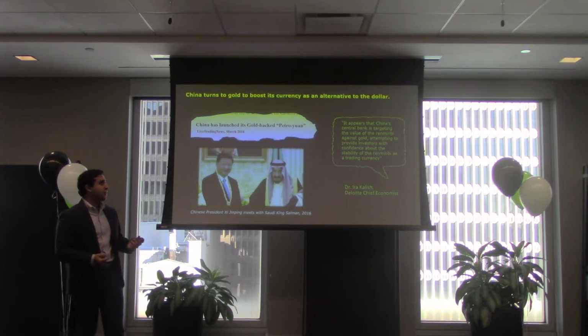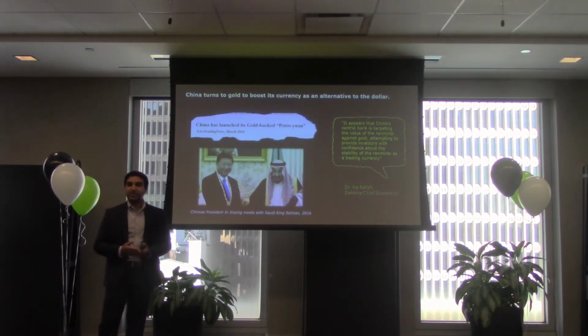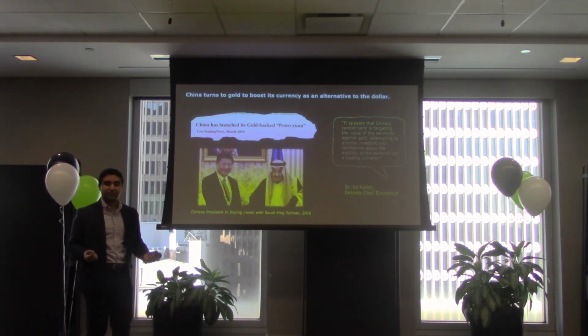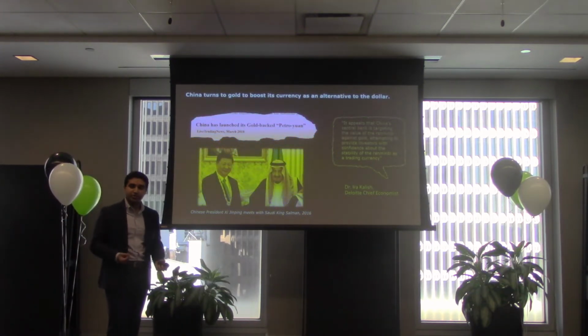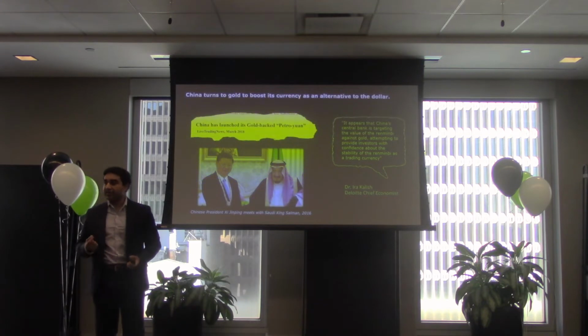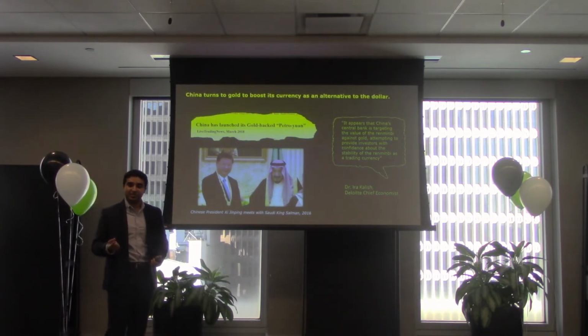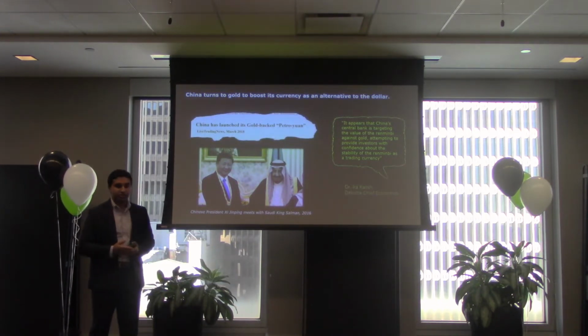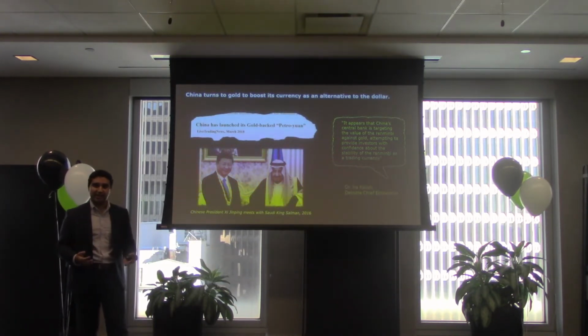One example of this is China. In March of this year, they launched what they called a petro-yuan. And it is meant to be exactly a replacement for the petrodollar. It is an oil futures contract that is denominated in yuan instead of the dollar, and it is actually entirely convertible to gold.